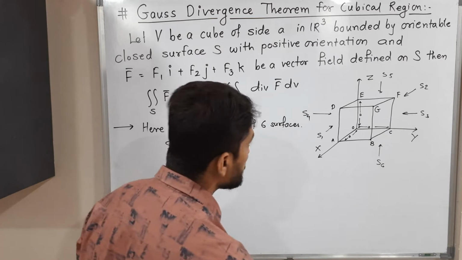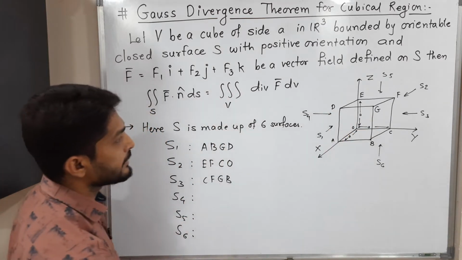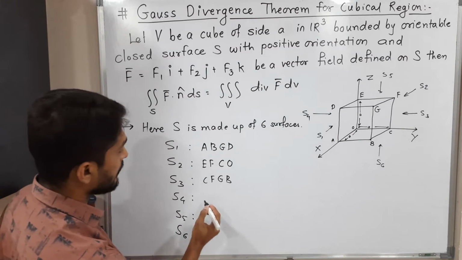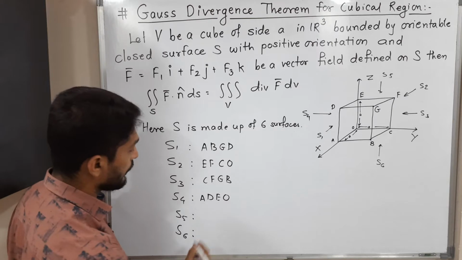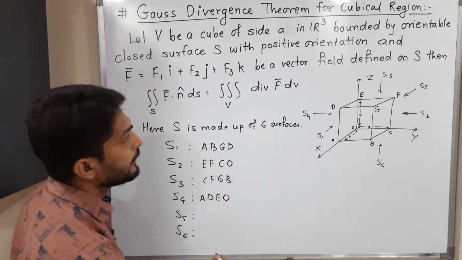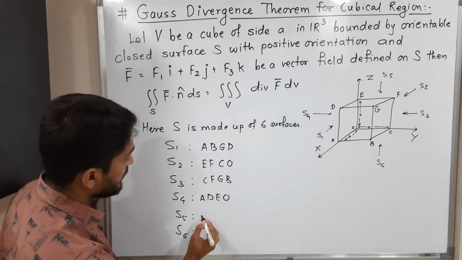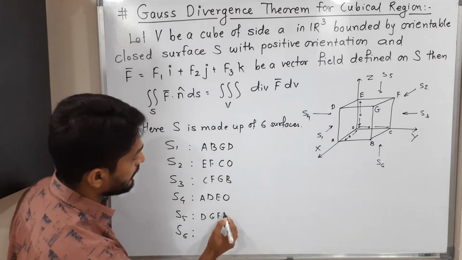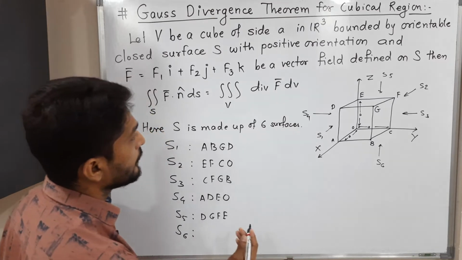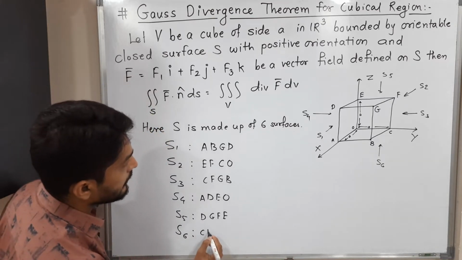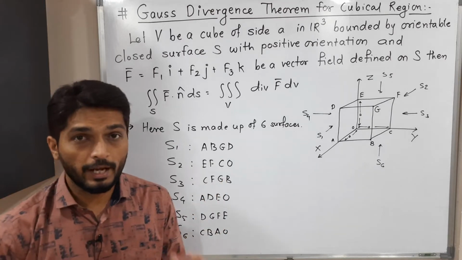So let me simply write their names here. S4 on the back side, so it will be A, D, E, O. S5 at the top of this cube, so it will be D, G, F, E, and at the bottom S6 we have, so it will be C, B, A, O. So these 6 different surfaces we have.